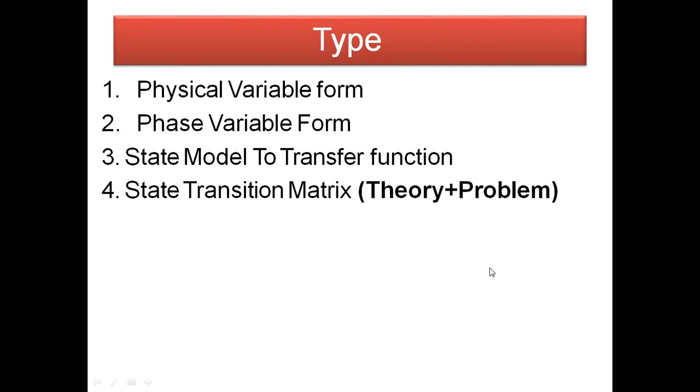So in this case, we have physical variable form and phase variable form, state model to transfer function, and state transition matrix. Along with that, we also have controllability, observability, and homogeneous equation. So many things we have. Under that, we are going to discuss physical variable form, phase variable form, and state model to transfer function for this class. So let's see what this physical variable form is.